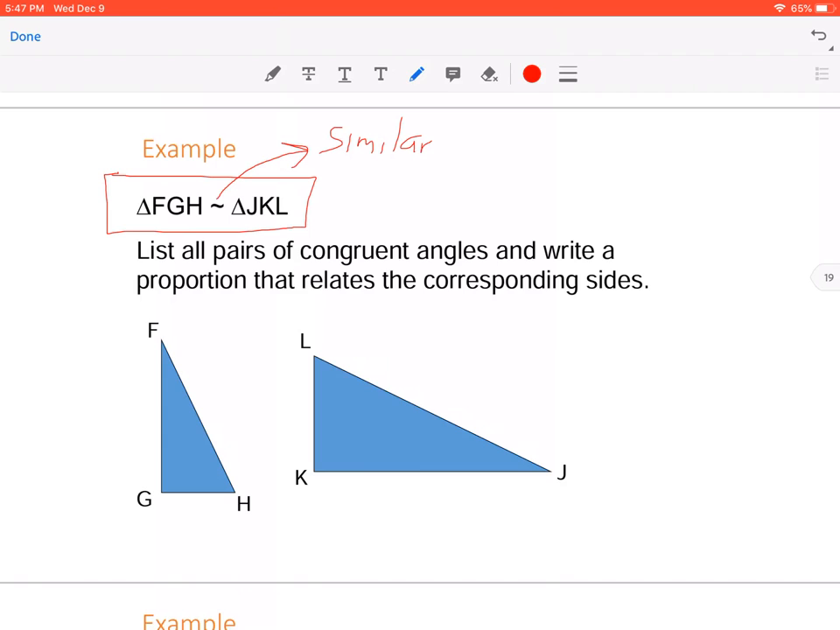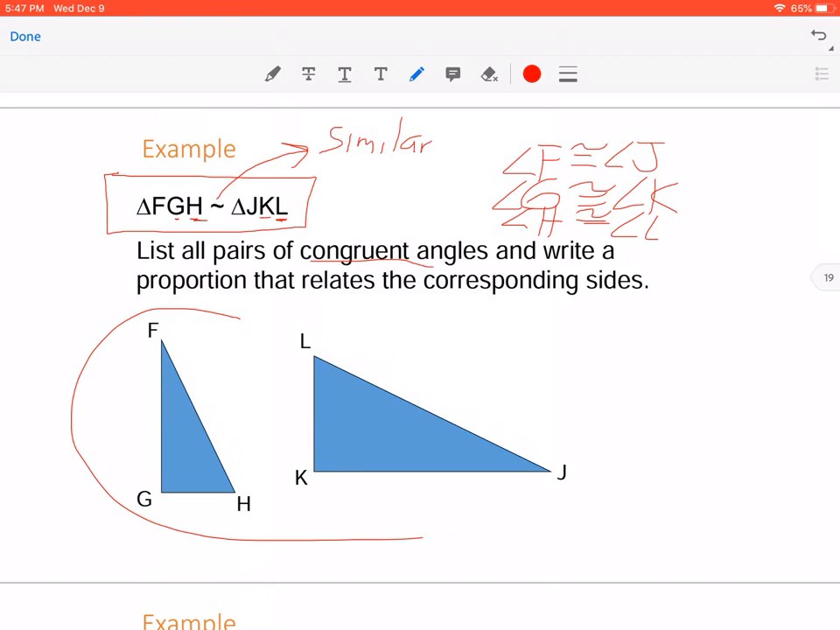So it says list all pairs of congruent angles. Angle F is congruent to angle J. Angle G is congruent to angle K. And angle H is congruent to angle L. Remember, last one goes with last one. Middle one goes with middle one. Now, the sides are not congruent. They're proportional. You really don't even need to look at the two triangles. Just look at the key.